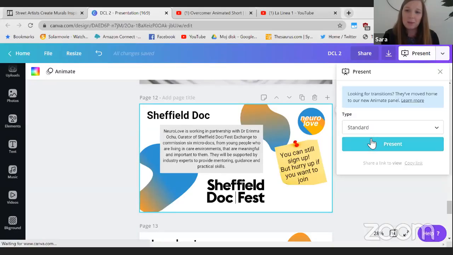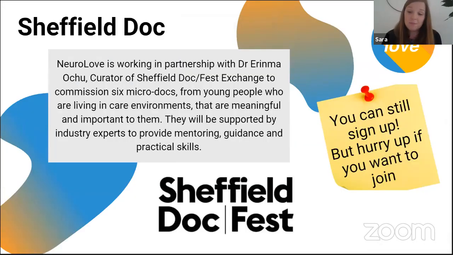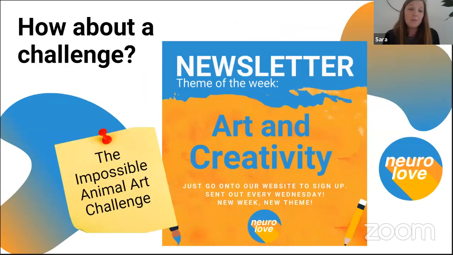And I think I have a few more messages for you before I go. So now that we have a few more minutes left and that you've heard about the Sheffield Doc Fest opportunity where you can create your own movies, there is also another thing. A little bit less formal. It's more about art and creativity in general, and that is our theme of the week. So the whole week in NeuroLove is going to talk about art and creativity. Each week we have a new theme, and this week we're also going to have a challenge for you. More about that challenge you can read in our newsletter.